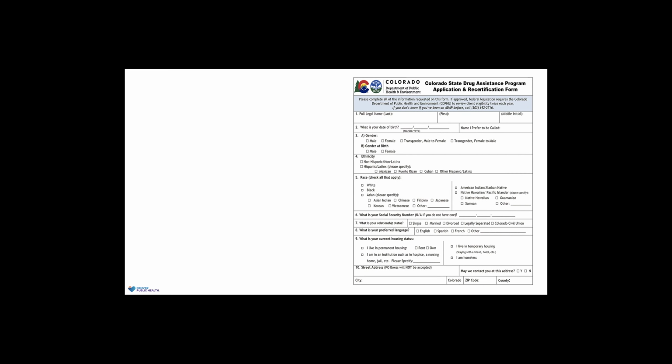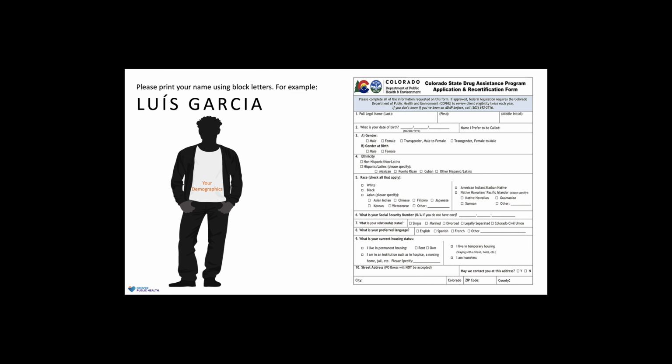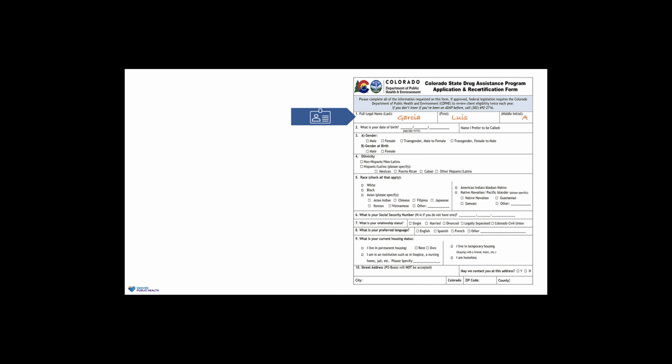Okay, let's get into the form. Remember to print legibly in large block letters so that there won't be any errors in transcription. The first page is a lot of demographic information, such as who you are, where you live, how you're housed. So on line 1, print your legal name. Last name first, then your first name, then your middle initial if you have one.